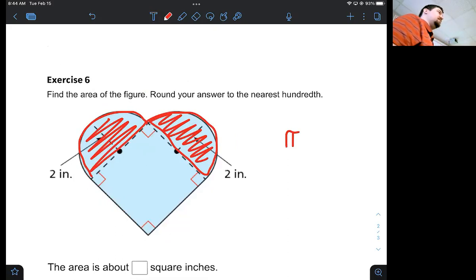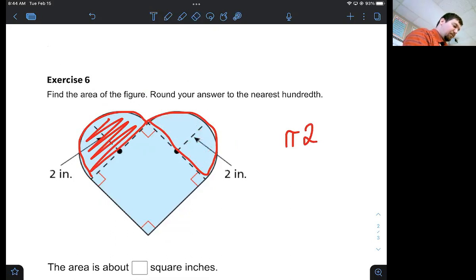And Maddie, what would the radius of those semicircles be? 2. Yeah, that line, and I kind of covered it up here. The arrow is pointing to the line that goes from the center to the edge. So that is the radius. Good. And then we're going to square that. So Maddie, what's 2 squared, or 2 times itself, and 4 times pi?